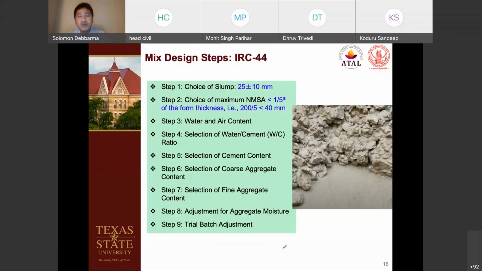So according to IRC, there are 9 steps to design the concrete mix, the PQC mix. First is the choice of slump.